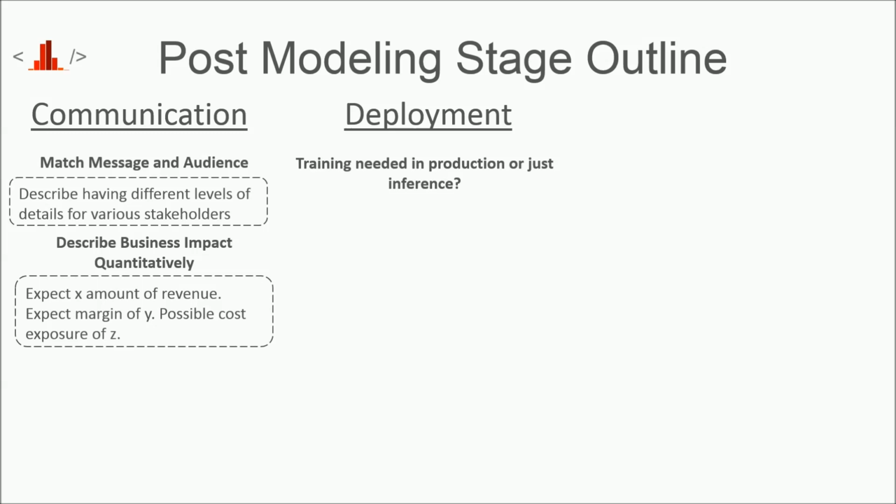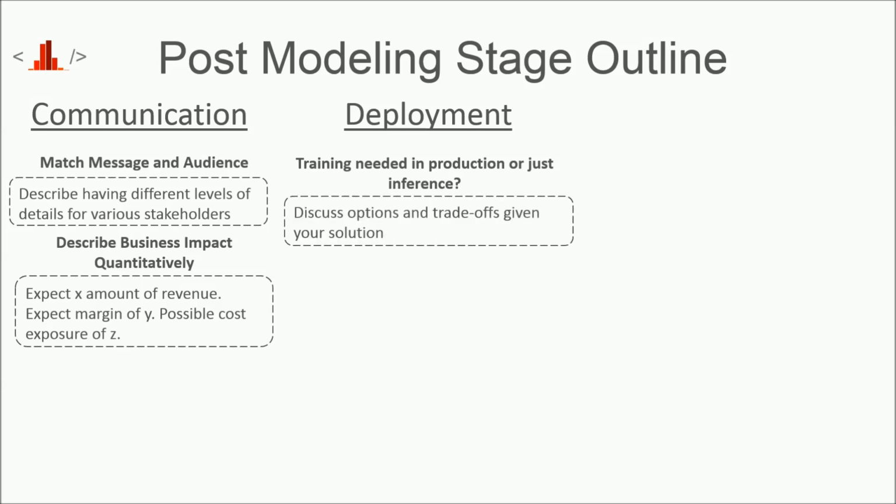So you need to know, is training going to be needed in production or just inference? You probably should have known that in the beginning. I think we had a question about that earlier. But you want to be able to discuss the trade-offs and what kind of options you have if you have different solutions. And to discuss those options, you're going to want to understand production architecture.